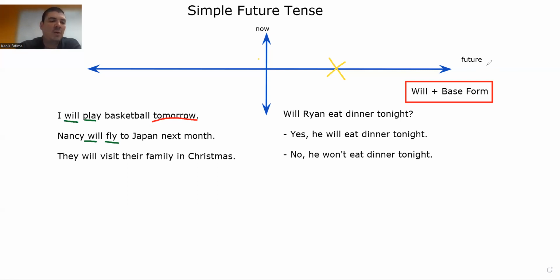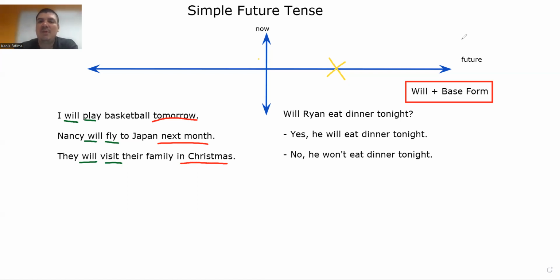Or they will visit their family in Christmas. Again, look at your time words to let you know when the event is going to take place. Now, again, when you're using will, you use the base form of the verb. You do not add s.